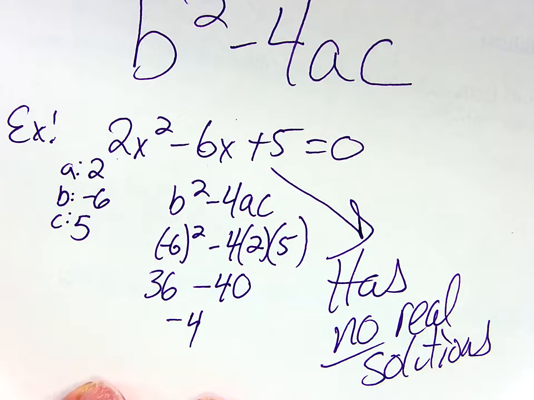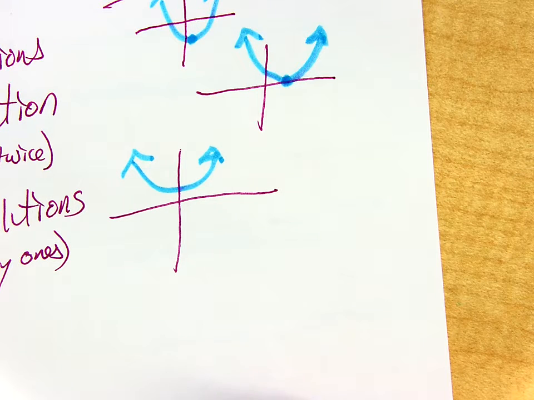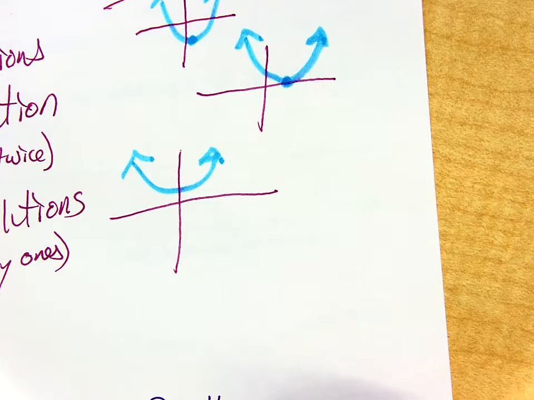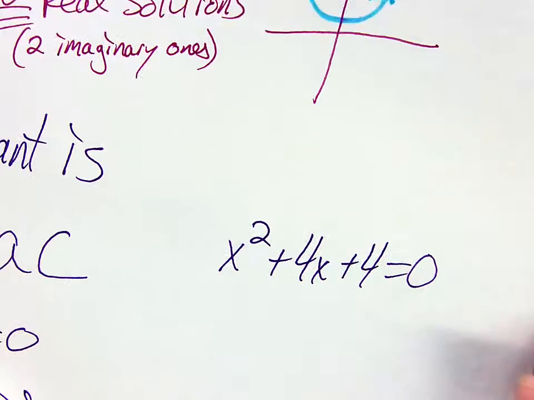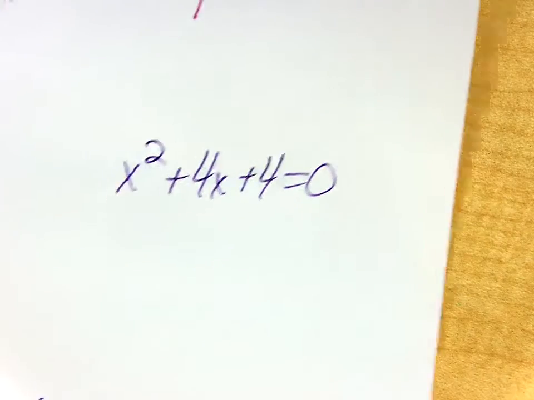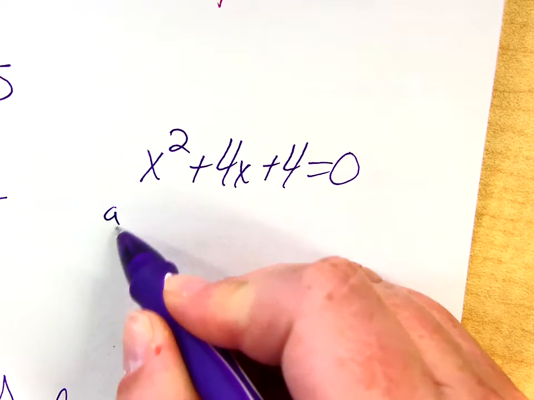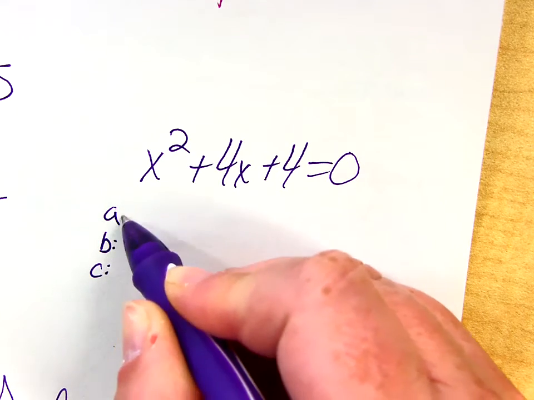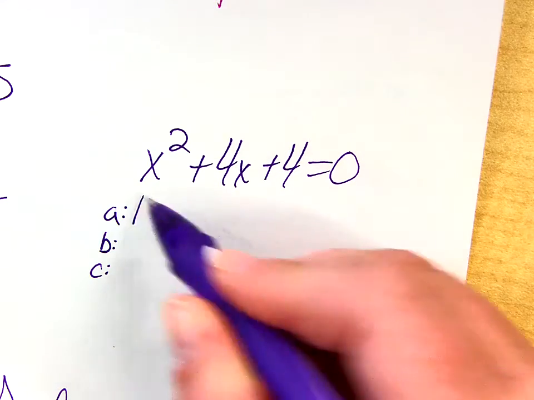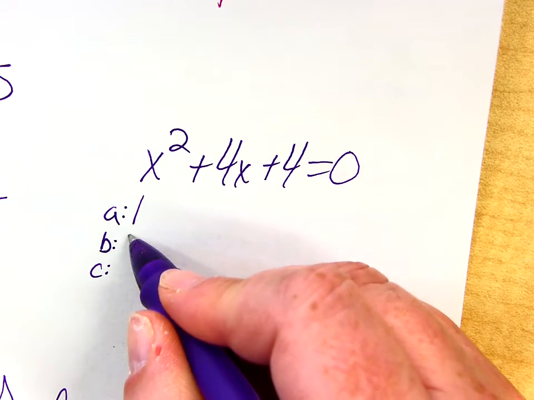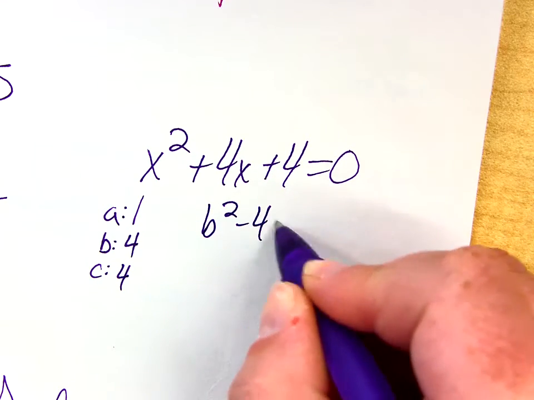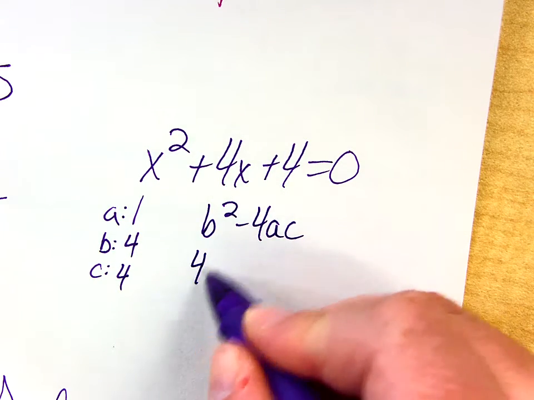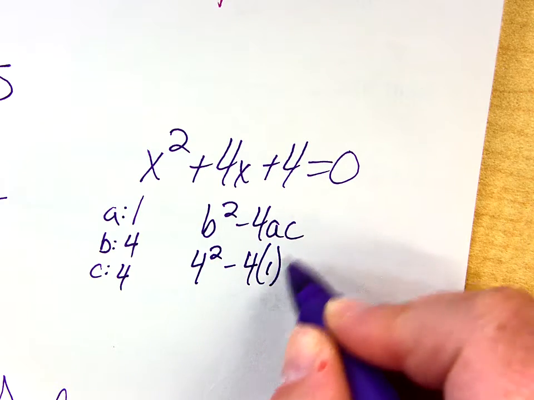Let's try another one. Say we did something like x squared plus 4x plus 4 equals 0. So, again, I like to jot down A, B, and C. What would A be? A is 1, B is 4, C is 4. So, B squared minus 4AC, let's see what we get.